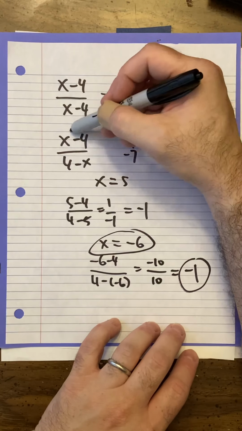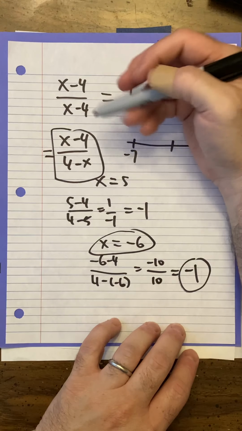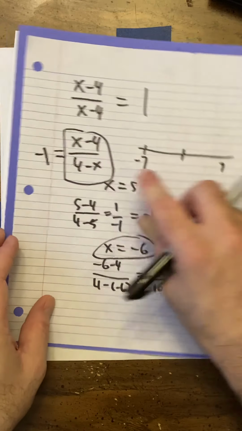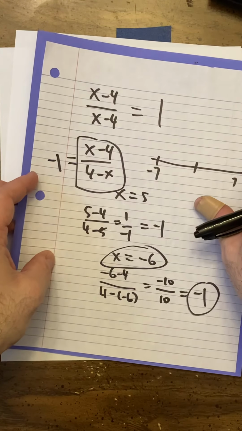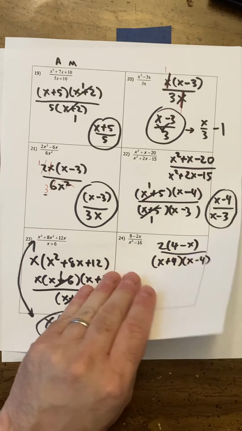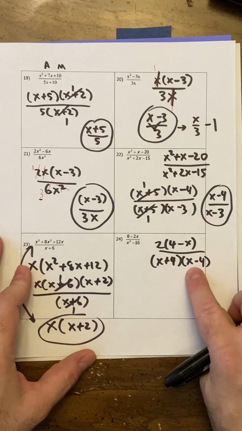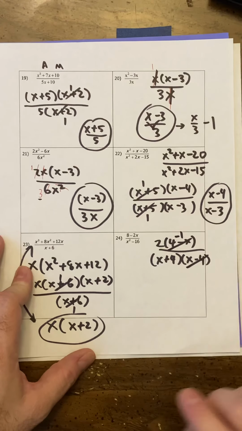So this over this is not equal to 1, so they just won't cancel out. Instead, they divide to negative 1. So when we cancel them out or divide them out, we're going to leave a negative 1 in its place because we know these divide to a negative 1. So let's go back and take a look at what happens over here. We got our 4 minus x divided by our x minus 4, and that's going to leave a negative 1.